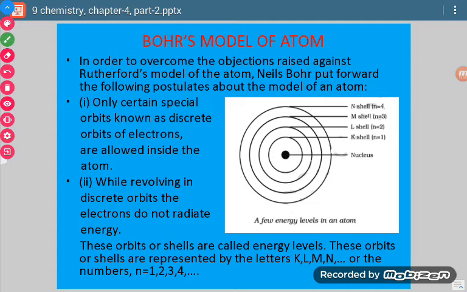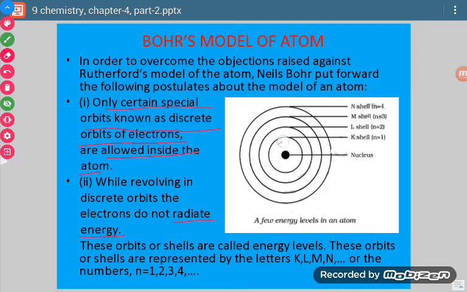Very first postulate is only certain special orbits known as discrete orbits of electrons are allowed inside the atom. So very first thing was that any circle drawn around the nucleus will not be termed as an orbit, but there will be only special orbits on which electrons will revolve. Okay, so second point was while revolving in discrete orbits, the electrons do not radiate energy. Do not radiate energy means they do not give out energy.